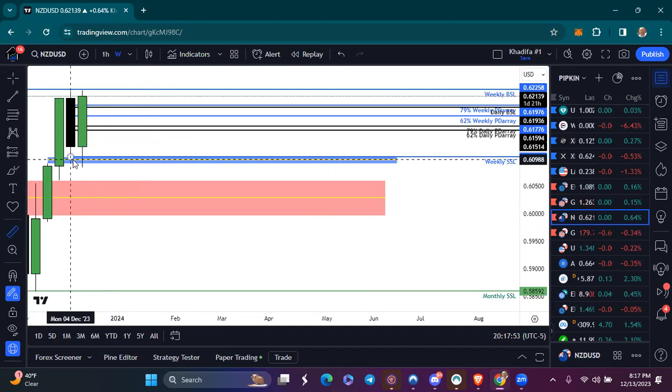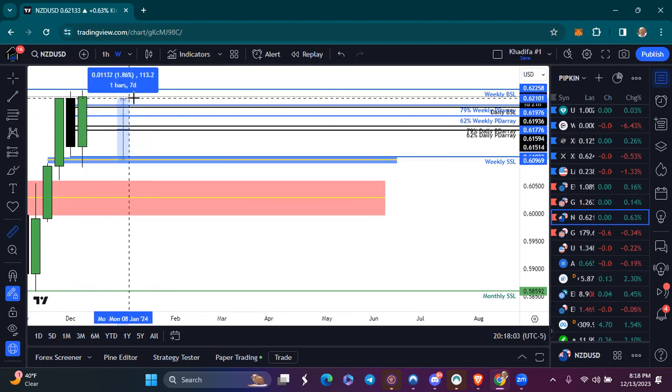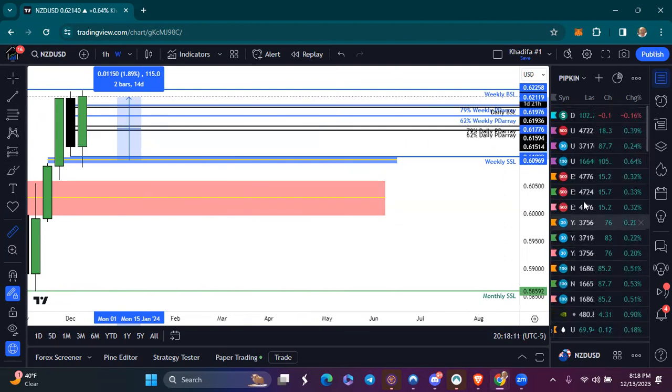This weekly fair value gap right here. We pushed up off of that, and price is about 115 to 120 pips off of the level. So, beautiful week.